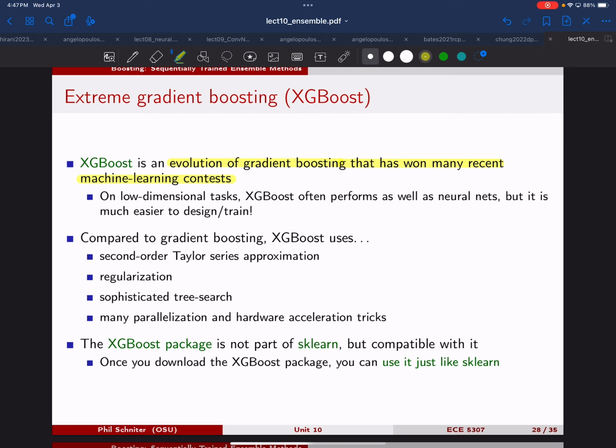Now, you can tweak it. I'll talk a little bit more about that later, but just its default performance is usually quite good. It's competitive with neural networks, but they require a lot of hyperparameter tuning, training, all that stuff. So basically, relative to gradient boosting, it has a few tricks. Instead of using just a gradient, which is like a first order Taylor series, it actually uses a second order Taylor series. It adds a particular kind of regularization.